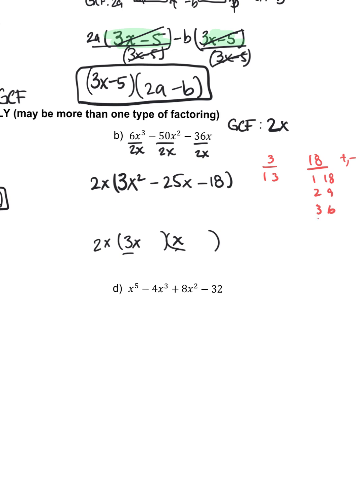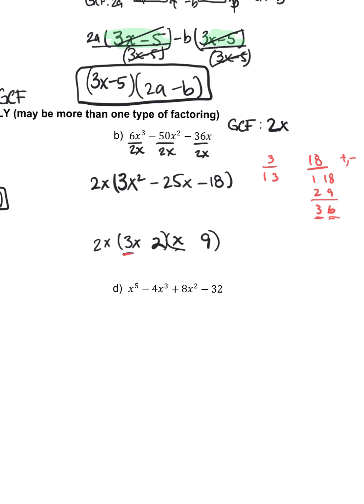So if I try to use 3 and 6, 3 and 6 will not work because they both have a common factor of 3. So you can't use that one. So I'm going to try 2 and 9 because they're the next closest. If I do 2 and 9, I can't put 9 in the first parentheses with the 3x, so I have to put the 9 in the second one.